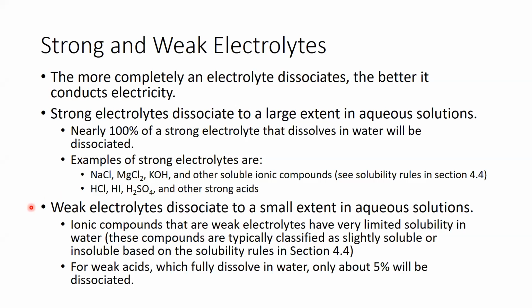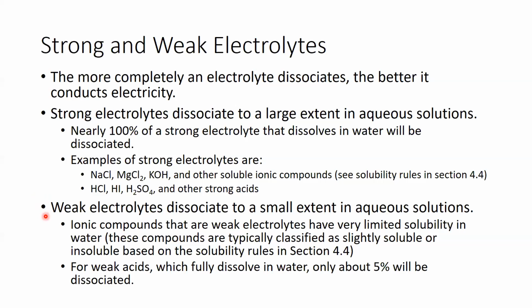Weak electrolytes, we're going to find, don't dissociate all the way. Whereas a strong electrolyte totally dissociates, a weak electrolyte will still dissociate, but only a little bit. Some things are soluble because of other rules that we'll look at when we talk about intermolecular forces in the future. Even though they dissolve, they don't necessarily break apart much. Some examples of those would be weak acids. Weak acids dissolve, but only about 5% of them will dissociate.